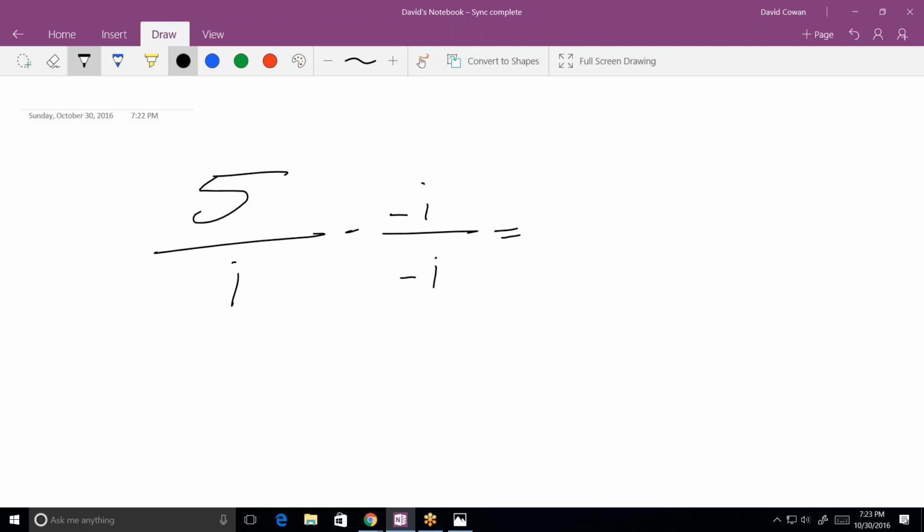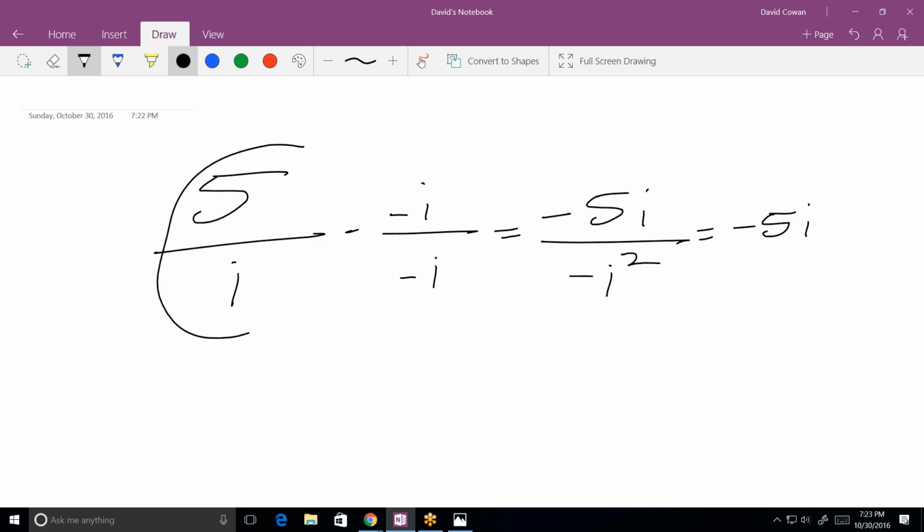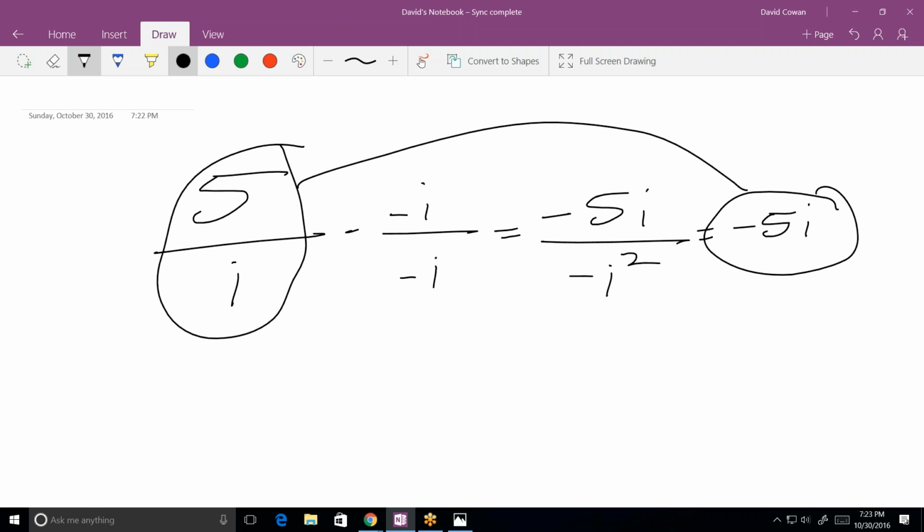And that gives me -5i in the numerator and it gives me minus i squared in the denominator. Well, if i squared is minus 1, minus i squared is 1. So this whole thing turns into minus 5i. So this number here is the same as that number there. It's just this number over here is proper. It doesn't have a complex denominator. Got it.